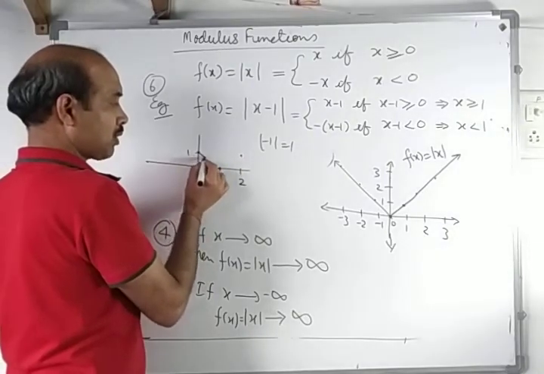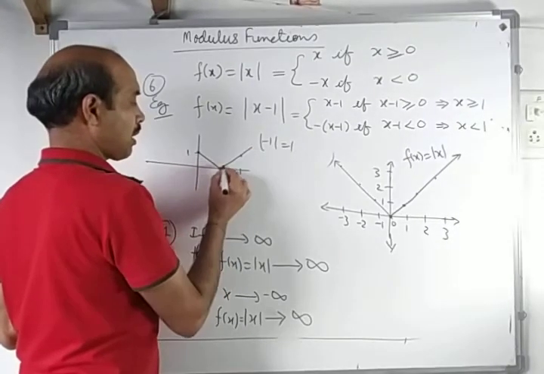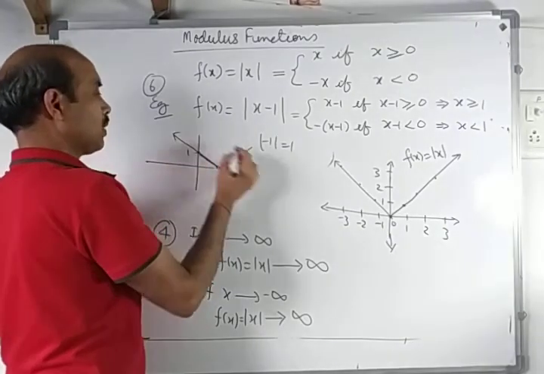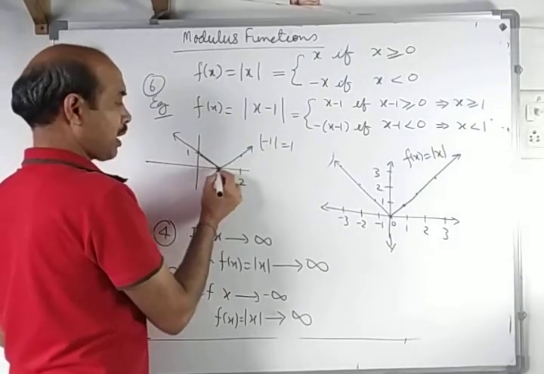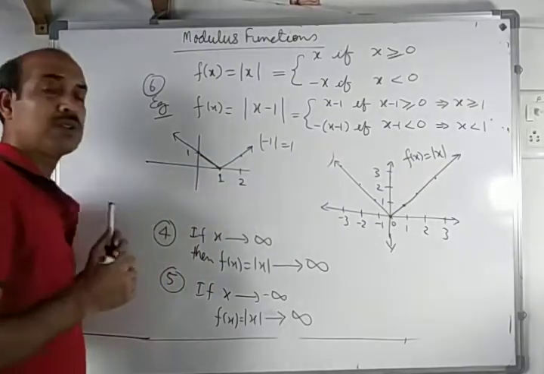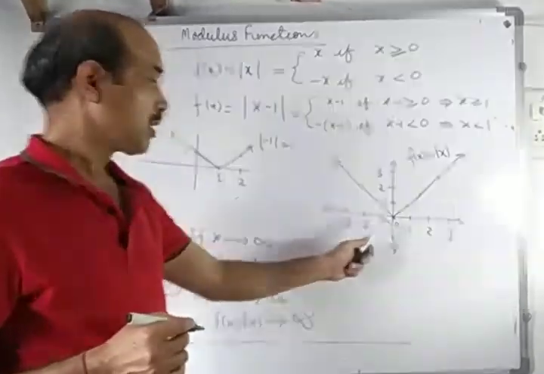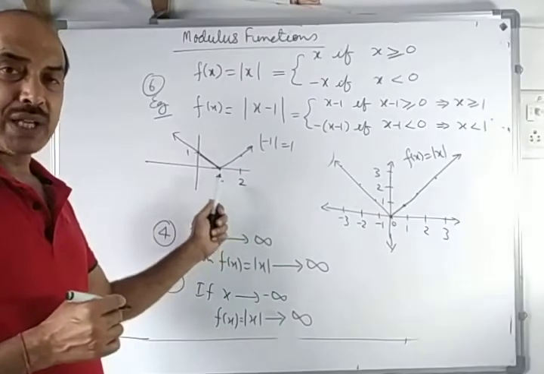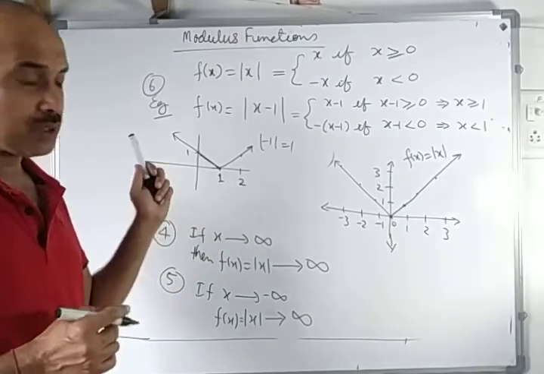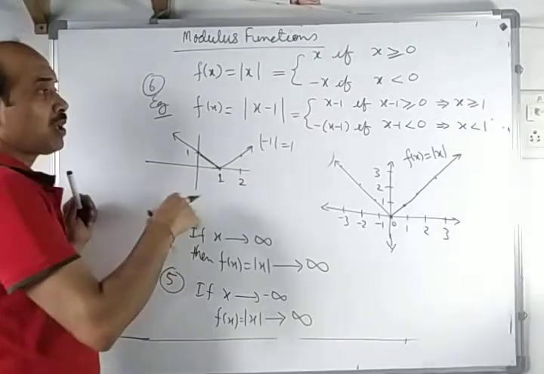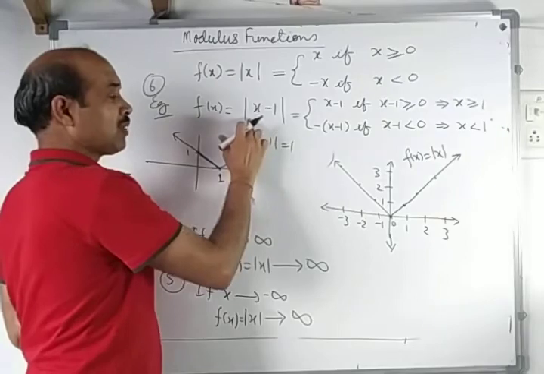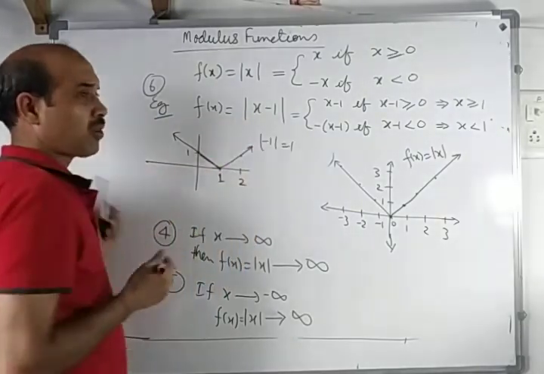So this type of graph, a similar graph, will be obtained here. The only thing is the turning point will be at 1. In place of 0, the point which touches the x-axis will be at 1. In the same way, you can draw the graph of any function which is in the form of a modulus function.